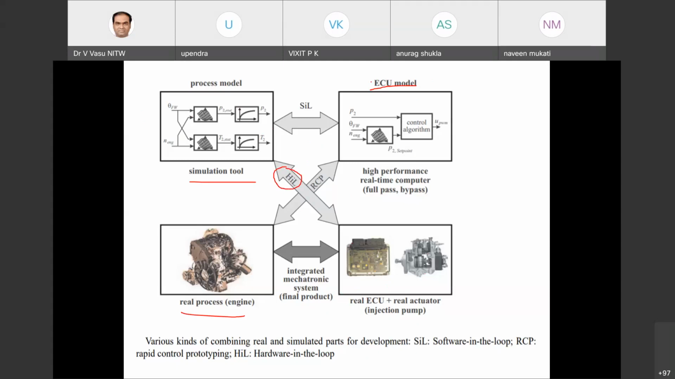Similarly, if you have the process model and the simulation tool, and the controller is interacting with it, then this is going to be called software-in-loop simulation. And if this particular controller and the real engine are communicating, then that is going to be called rapid control prototyping. Okay, so these are the three important simulations we can do in the mechatronic system before making the detection of the system.